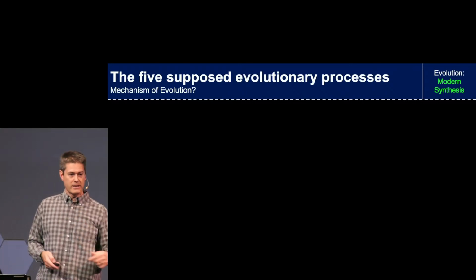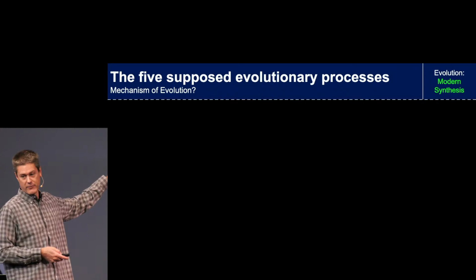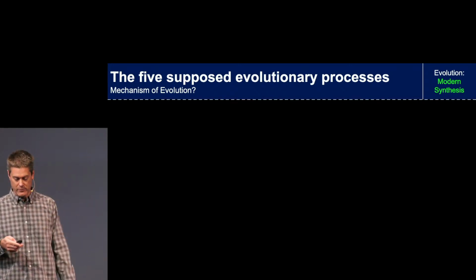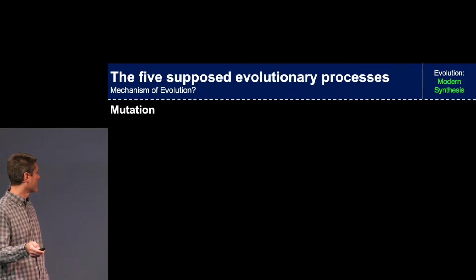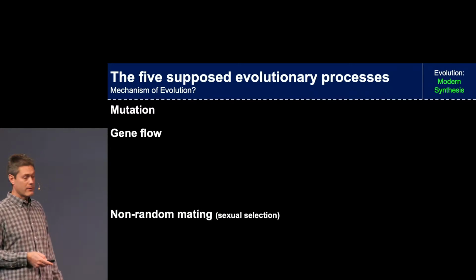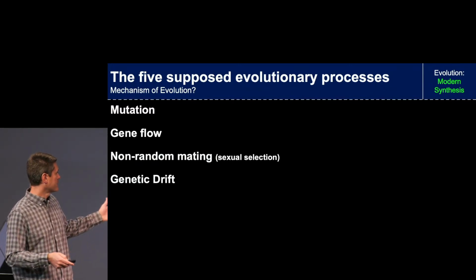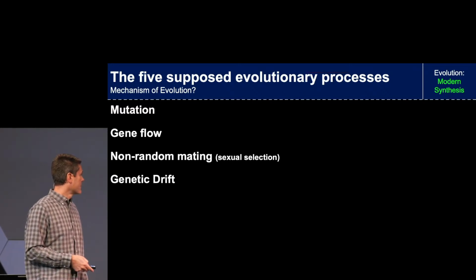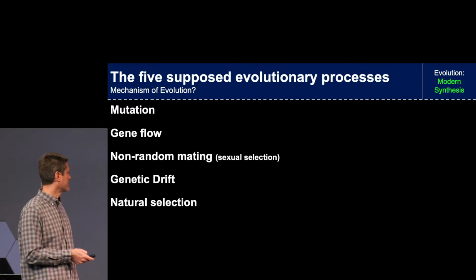But since then, obviously, that's almost 100 years ago. We've come a long ways, and there are now supposedly 5 evolutionary processes that are identified when you talk about evolution. What are they? Well, mutation is one, gene flow, non-random mating, otherwise known as sexual selection, genetic drift, natural selection. So these are the 5 supposed processes or mechanisms of evolution.